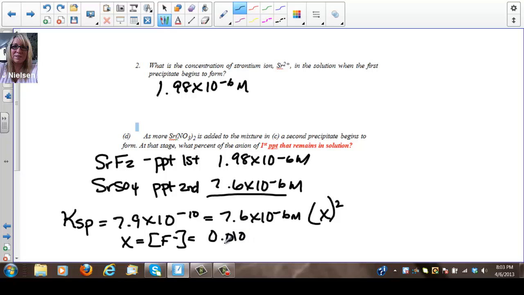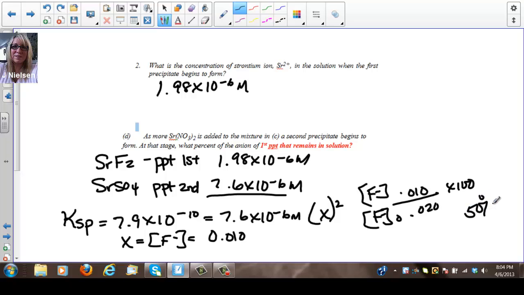So when you solve for x, you get the concentration of F- equal to 0.010. But they want to know what percent of the anion of the first precipitate remains in solution. So you started with 0.02. 0.010 is basically F- now. F- initial was 0.020, times 100, so that's going to be 50%. Has reacted away already.